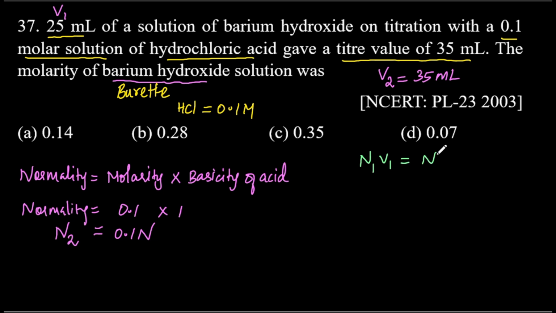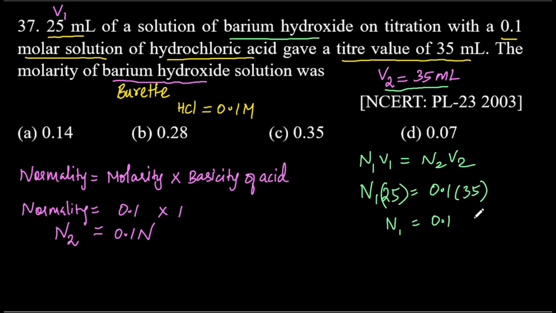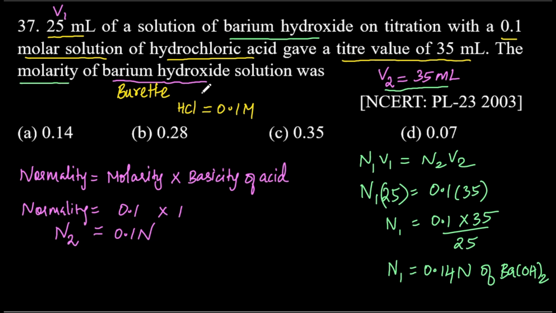So we have to use the equation of normality. N1 V1 is equal to N2 V2. So N1 is the normality of barium hydroxide solution, which we don't know, and V1 is the volume of barium hydroxide, 25, and N2 is the normality of HCl, which we found 0.1, and V2 is the volume of HCl used in the reaction, that is 35. So N1 is equal to 0.1 into 35 divided by 25. So here you will get the answer as 0.14 N. So we found the normality of barium hydroxide.